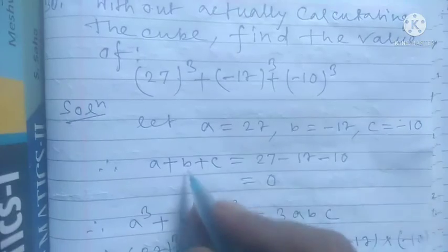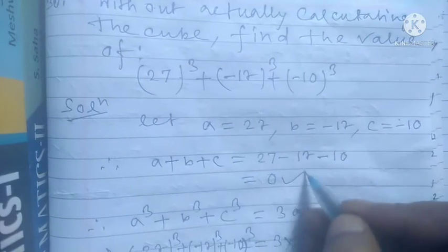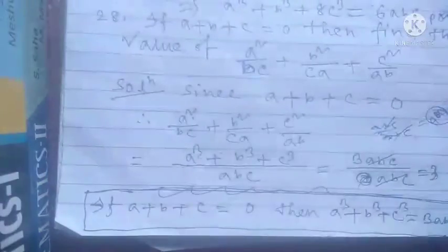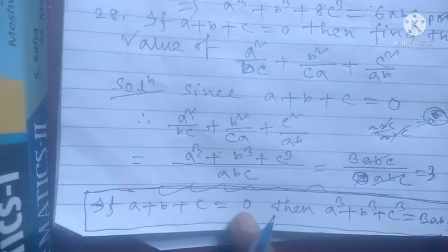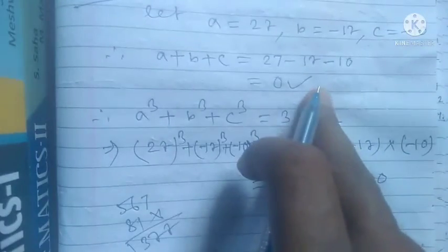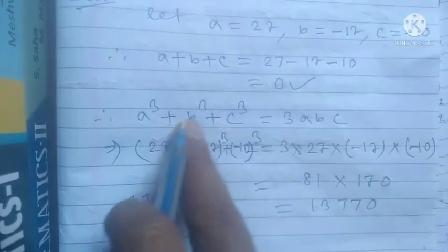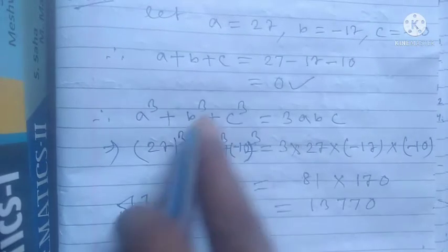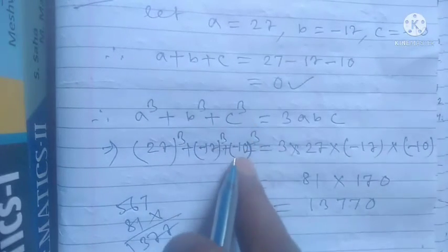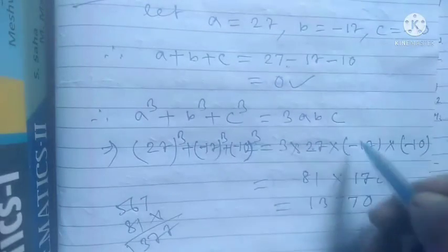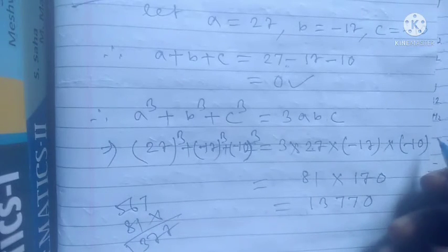So we add a plus b plus c, and its answer will be 0. And already on the page before you can see it is mentioned, when a plus b plus c is equal to 0, at that time you can write a cubed plus b cubed plus c cubed equal to 3abc. So you can apply this formula. In the place of a, that means 27 whole cube, in the place of b minus 17 whole cube, in the place of c minus 10 whole cube. So what is a? a is 27, b is minus 17 and c is minus 10.